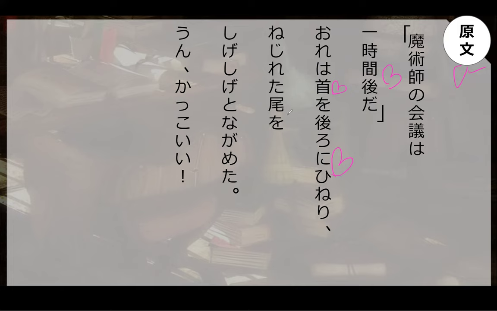Nechi, neta, the crooked tail, chigeto, nagameta. Nagameta is to gaze, to gaze fixedly. So I gaze fixedly at the crooked tail, and he goes, yes, kakkoi, it's really good. Kakkoi, super cool.